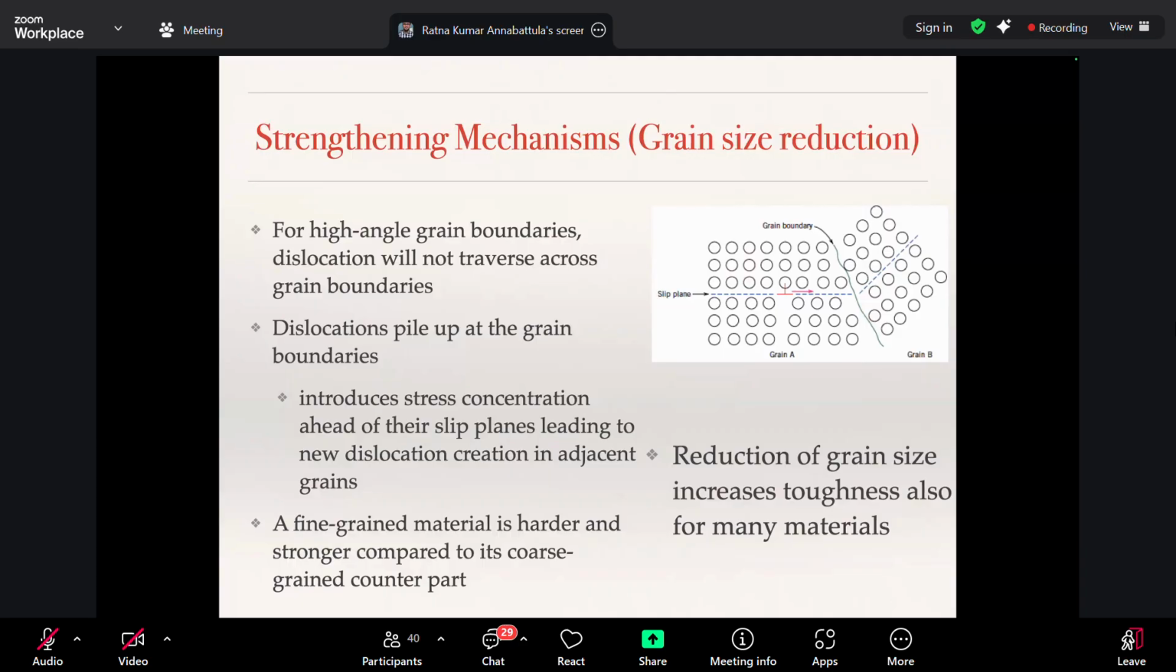Now, so what we said was, if you have a dislocation moving in a polycrystalline material, if it hits a grain boundary, then what happens? The material strength increases. Is that concept digestible to all of you? Is there any question there?